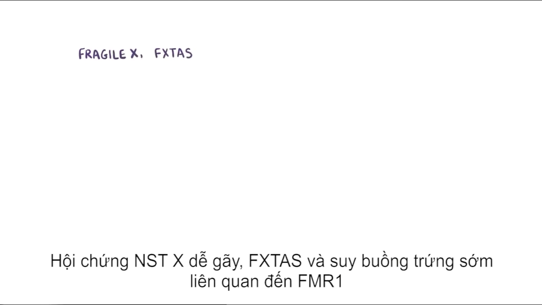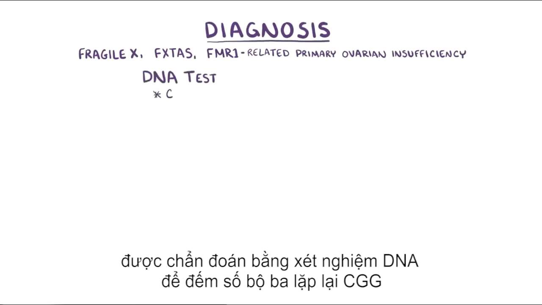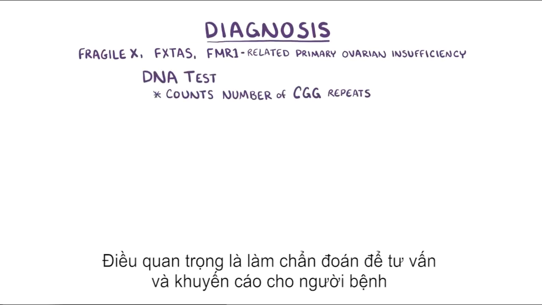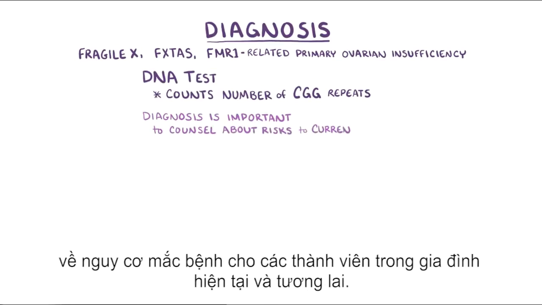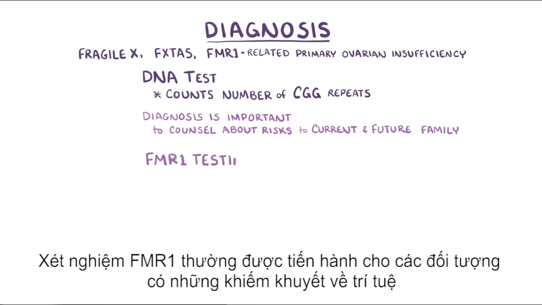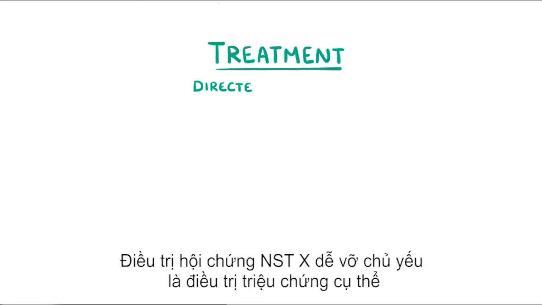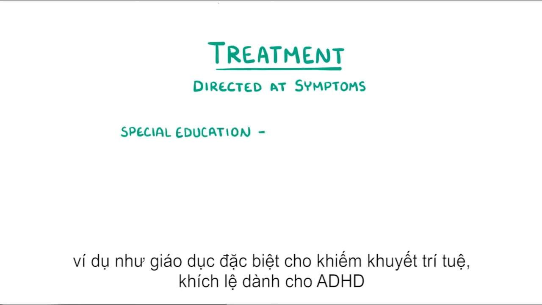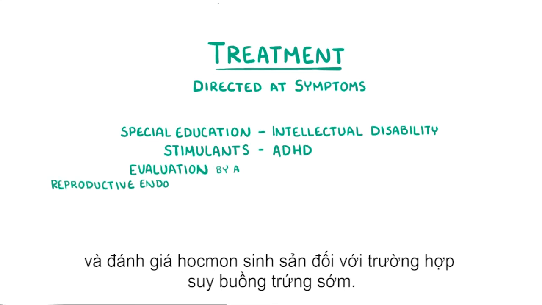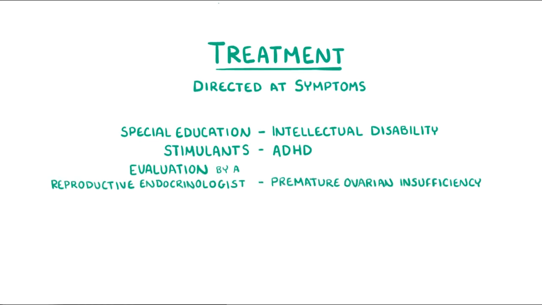Fragile X, FXTAS, and FMR1-related primary ovarian insufficiency are diagnosed by a DNA test that counts the number of CGG repeats. It's important to make the diagnosis in order to counsel the individual about the risks of the diseases in current and future family members. FMR1 testing is often done for individuals with intellectual disability, developmental delay, or autism, and carrier testing can be done for pregnant women. Treatment of Fragile X is directed at individual symptoms. For example, special education for intellectual disability, stimulants for ADHD, and evaluation by a reproductive endocrinologist for premature ovarian insufficiency.